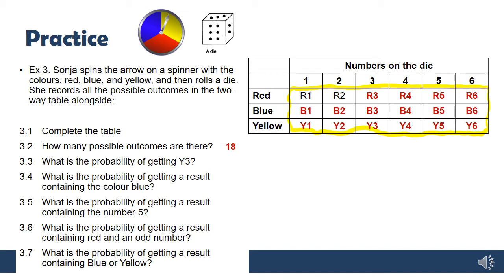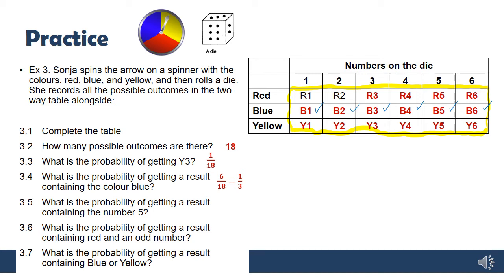The probability of getting Y3, so that's yellow and 3, I only have one outcome that's yellow and 3, so my probability has to be 1 out of 18 possibilities. Okay. Let's erase that. All right. The probability of getting a result containing the color blue. So the color blue, I see I have 1, 2, 3, 4, 5, 6 outcomes where there are blue out of 18 total, and that simplifies to 1 over 3.